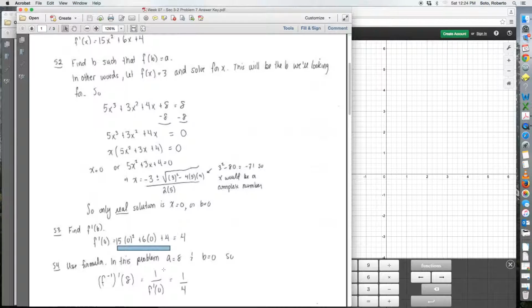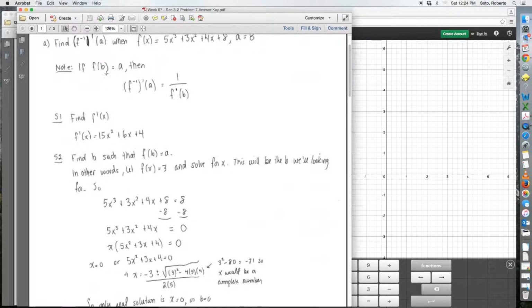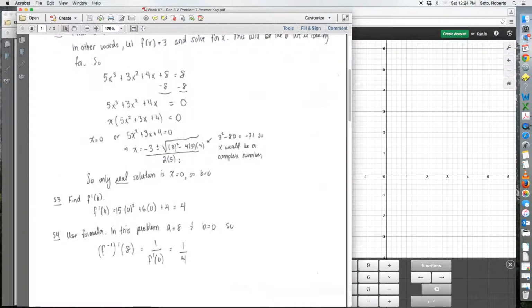And so now that I have the formula, and the formula is, again, right here, the formula that I'm using is this one. The derivative of the inverse at 8 is 1 over f prime of b, which means the derivative of the inverse at 8 is 1 over the derivative at 0, but the derivative at 0 is 4. And so we get 1/4. But that's it. That's all you have to do.